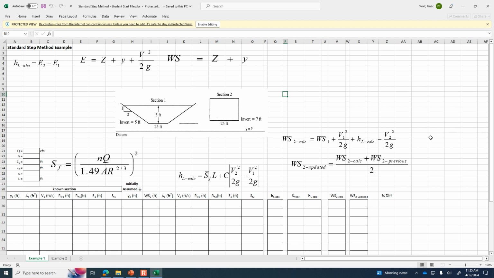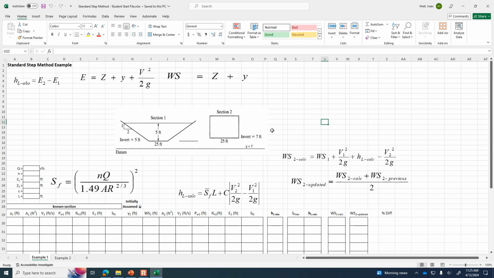All right, so I've put all the formulas, and here's a reminder of what things look like. And you can see here from the sketch, we're trying to find out what is Y at section 2. How deep is the water at section 2 is the ultimate thing we're trying to answer here. And each row is a different iteration.